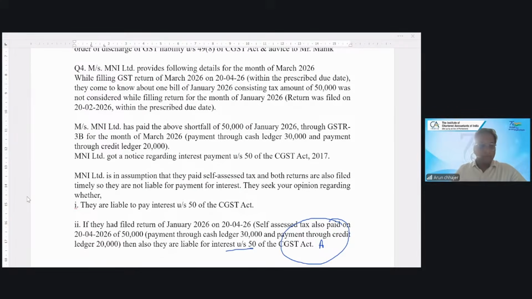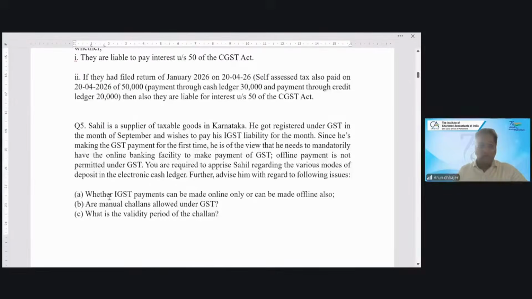ठीक है, let's move further. Question number 5. Kindly read the question. You are right. I told you immediately.